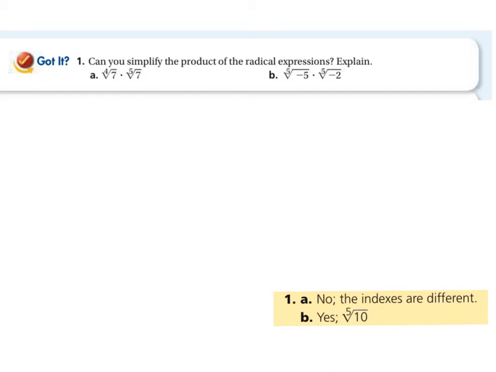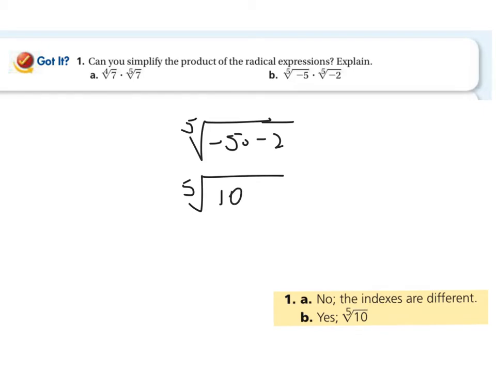B, though, I certainly can. I can take the 5th root right here, and I can combine underneath, and I just multiply -5 times -2, and we can look for the 5th root of +10. And that is most certainly simplified right there.